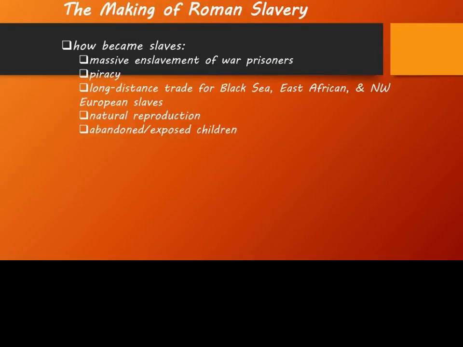So let's look at how people became slaves in the Roman Empire. Massive enslavement of war prisoners, piracy, long-distance trade for Black Sea, East African, and even Northwest European slaves, natural reproduction, and also abandoned or exposed children. So war captives generally made up the most slaves, but pirates and even abandoned children could be enslaved.